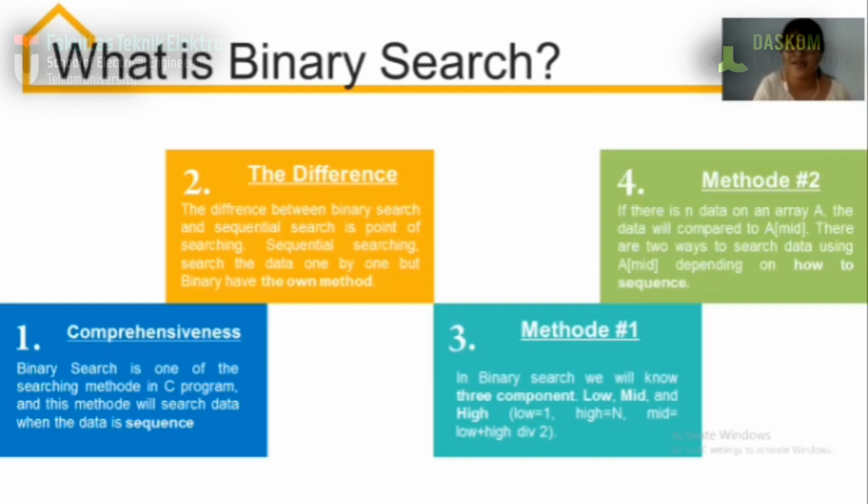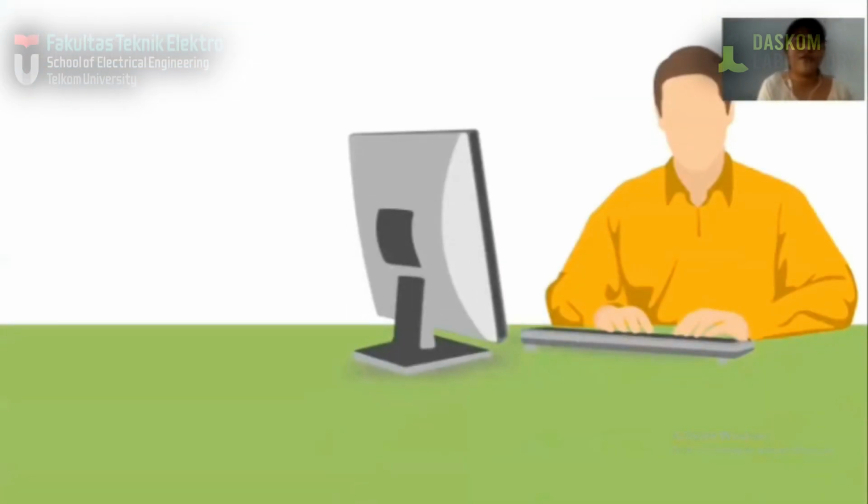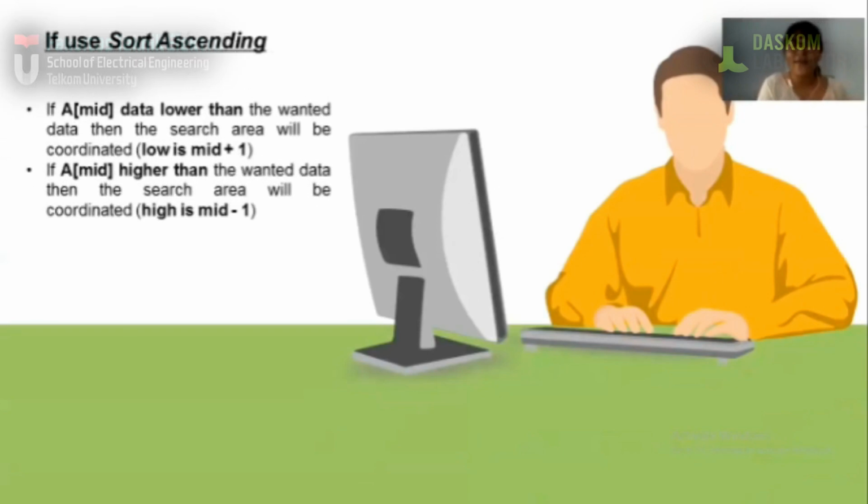There are two ways to search data using A[mid] depending on how it is sequenced. Okay, first, if we use search ascending. If A[mid] is lower than the wanted data, then the search area will be changed: low is mid plus 1. And then if A[mid] is higher than the wanted data, then the search area will be changed: high is mid minus 1.